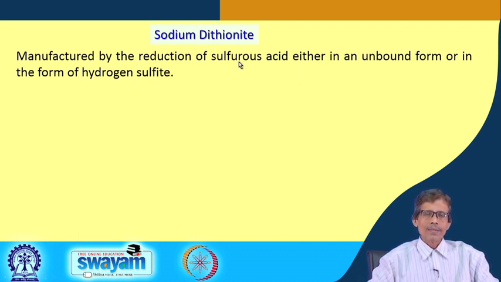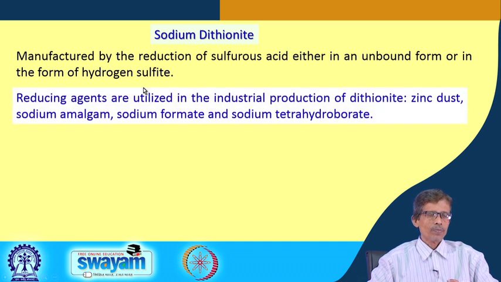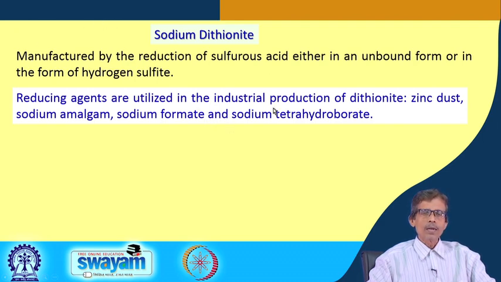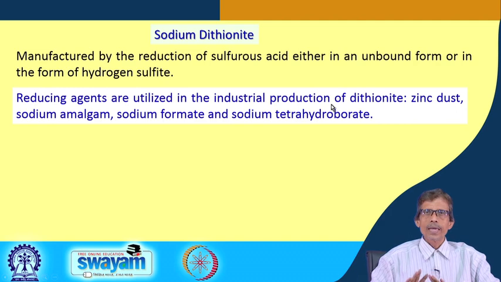So, this sulfurous acid either as the free acid or in an unbound form, that means your free acid in the form of hydrogen sulfide, that means you can get it as your sodium hydrogen sulfide, and we can go for other stronger reducing agent, because we have to reduce it to some other species, that means sulfide, bisulfide to dithionite. So, what are those reducing agents utilized for industrial production of dithionite? Zinc dust, we will simply take the zinc dust, because zinc dust all we know is a stronger reducing agent. Many organic reactions or so many other type of reactions we use zinc dust.